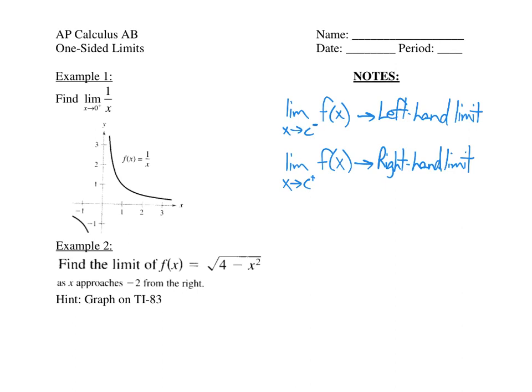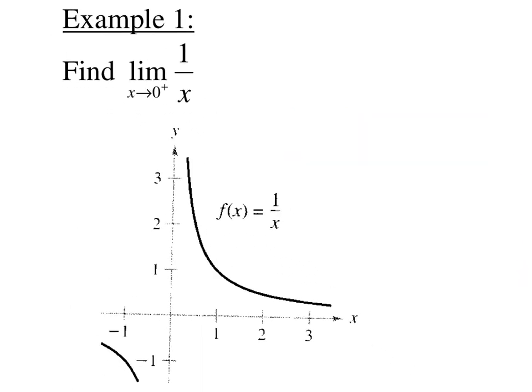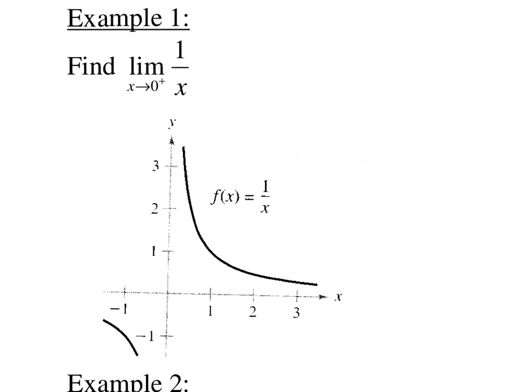So we have our left-hand limit, our right-hand limit. Now, let's look at how this can be used and what we're talking about when we're talking about a left-hand limit and a right-hand limit. You'll notice here in this example, we have the limit as x approaches 0 from the right of that reciprocal function 1 over x. So we are approaching 0, but we're approaching just from the right-hand side.